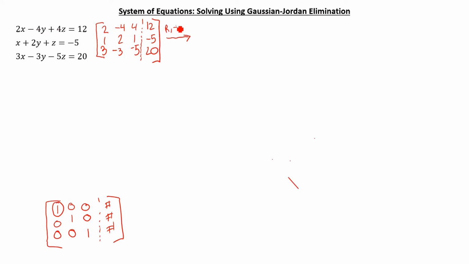We're just going to take R1 and swap it with R2, which we're allowed to do. So the first equation now, or the first row, will now be 1, 2, 1, -5, 2, -4, 4, 12. And then the bottom one will remain the same, 3, -3, -5, 20. So we have the 1 now. Our next step is to get these zeros here.